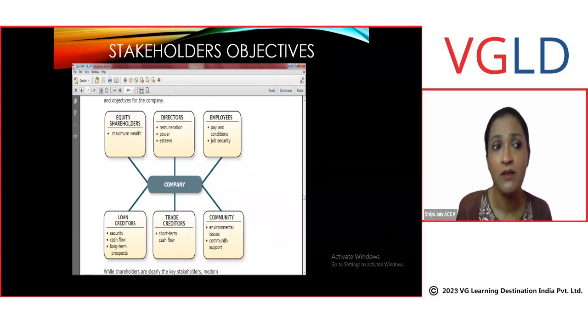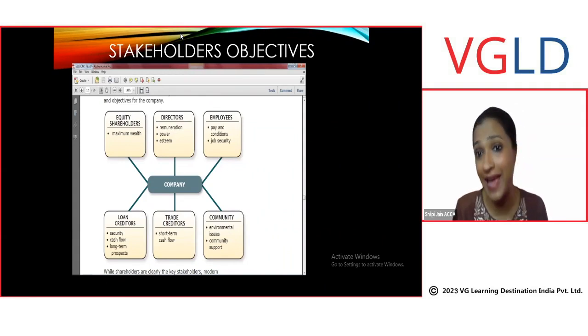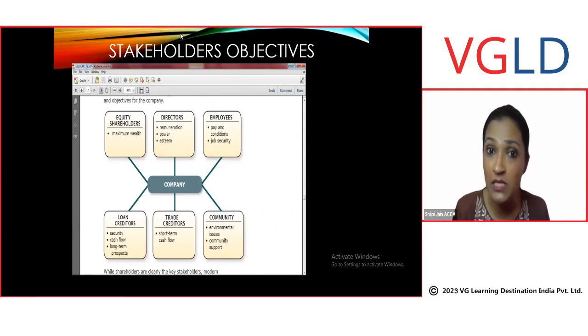Regular pay, handsome pay, good working conditions, good salary, good working place, good work-life balance, job security, perks, isn't it? So yes, this is what the employees would want from the organization.